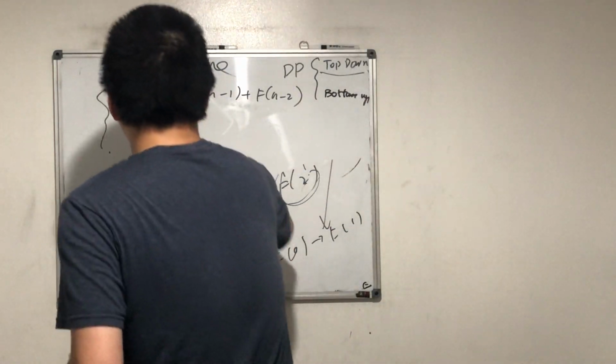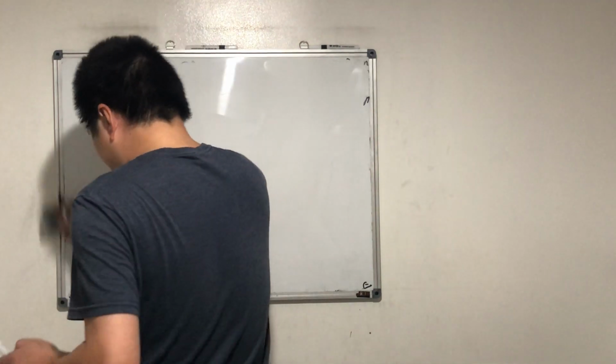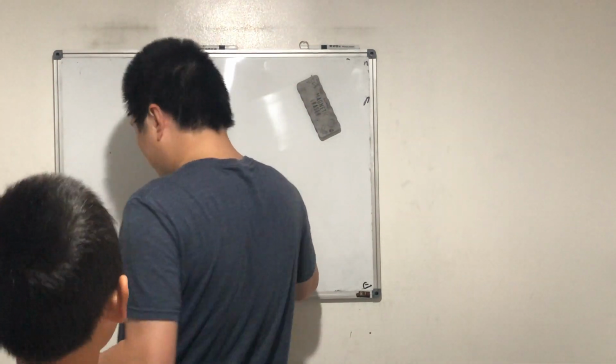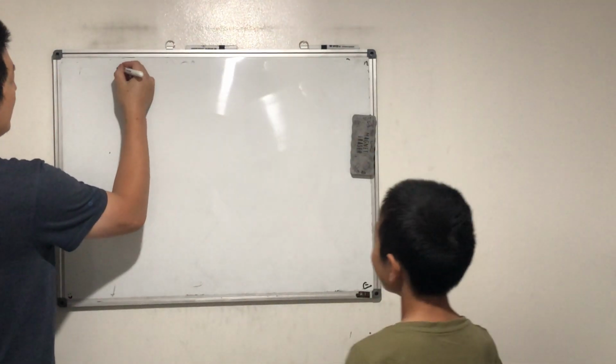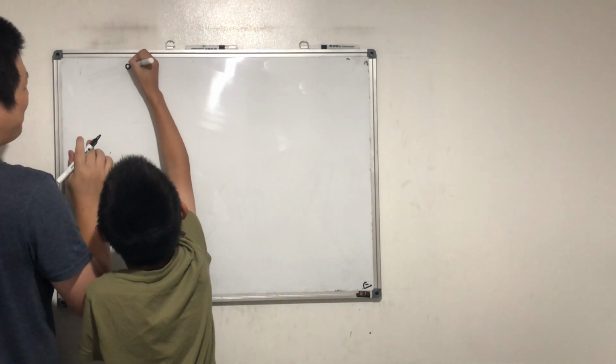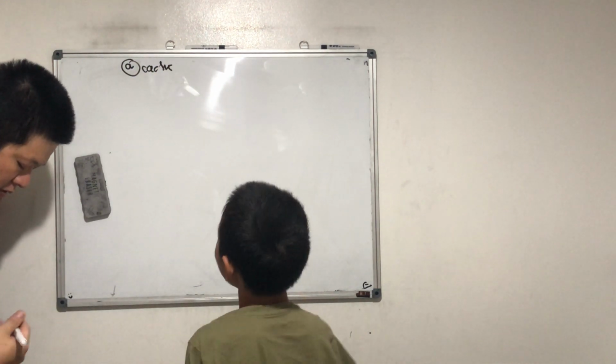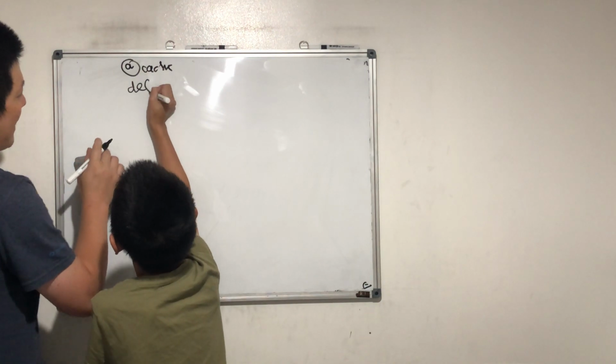Okay, so now let's implement this function. Oh, come on, you rubbed out my Catalan. Yeah. Okay, sorry, I'll do it. Put a cache. Okay, cache. Ryan, you didn't rub out my balloon. Okay, define. Yeah, let's write it down.